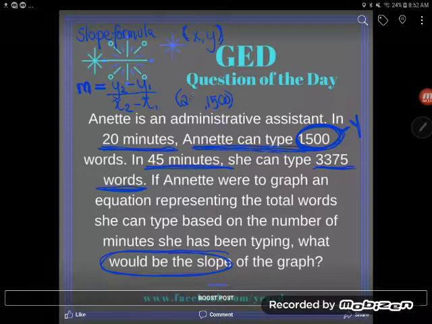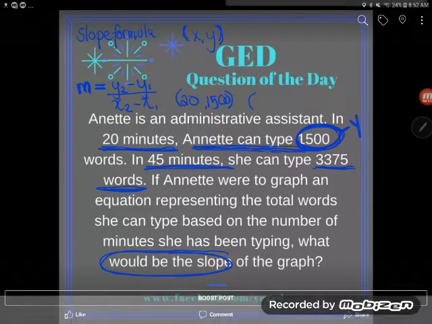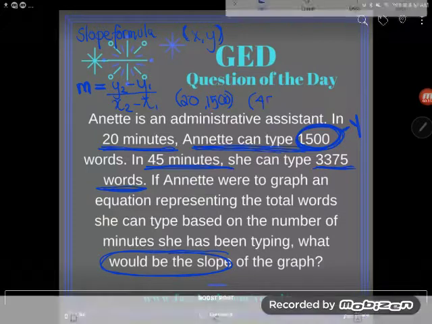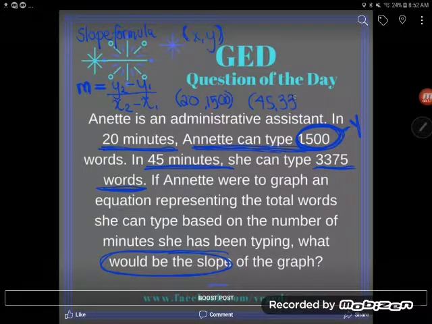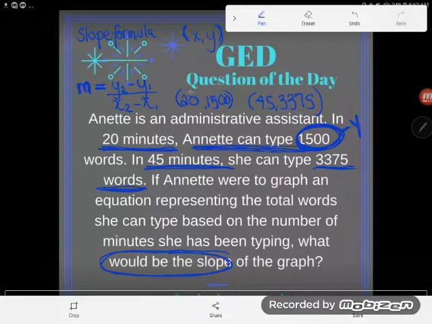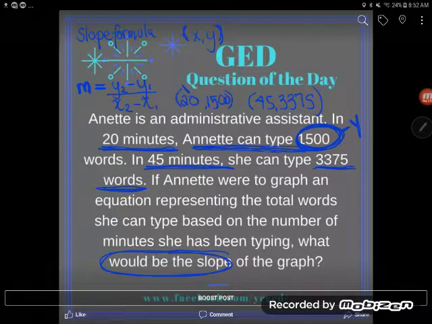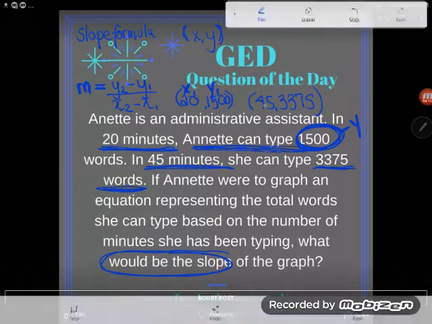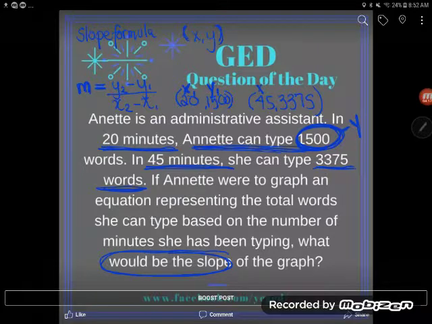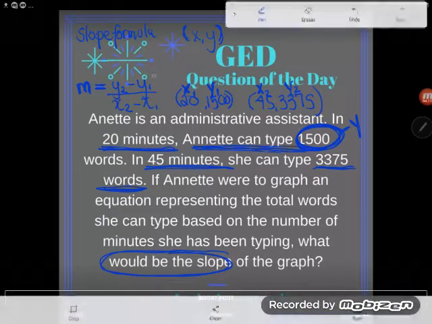So in 20 minutes, she types 1,500 words. And then in 45 minutes, she types 3,375 words. Now you have 2 points, okay? This first one, well, let's call this point 1. It really doesn't matter which one you call point 1, as long as you're consistent. So then this will be my first x, my x1, and this will be my first y, my y1. And then the x and y in the other point will be your second x and your second y. And now it's super easy to plug into this formula here.